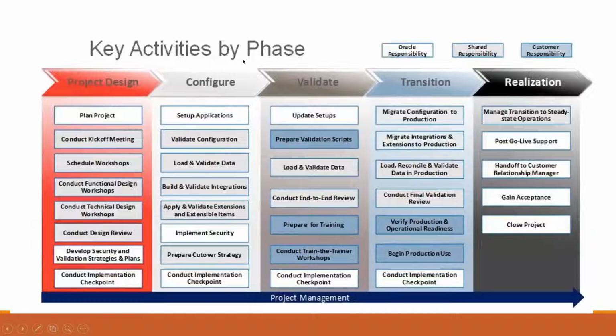So these are the key activities by phase which we need to set up. The first thing when we go for the implementation is we start planning the project. There are 5 phases, I would say: project planning, design, configuration, validation, transition, and realization.